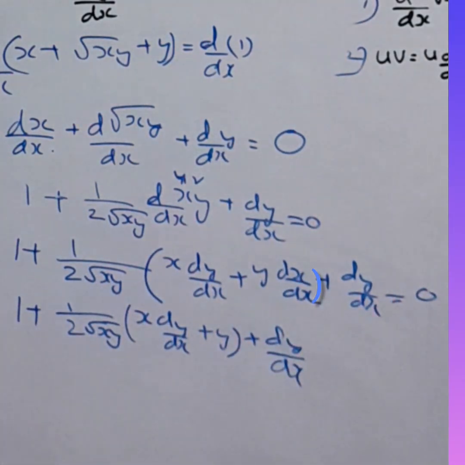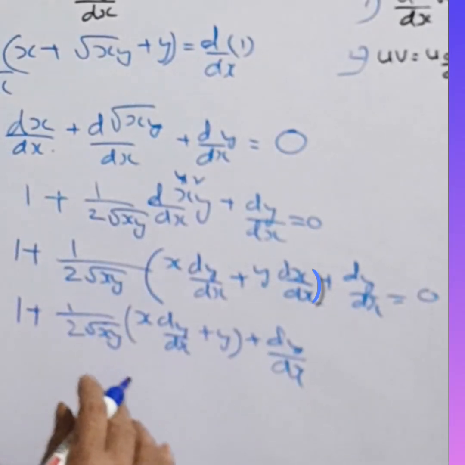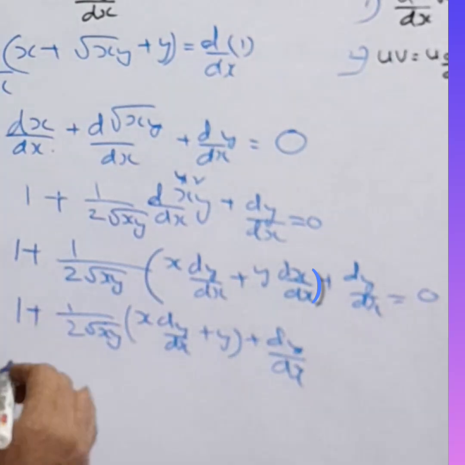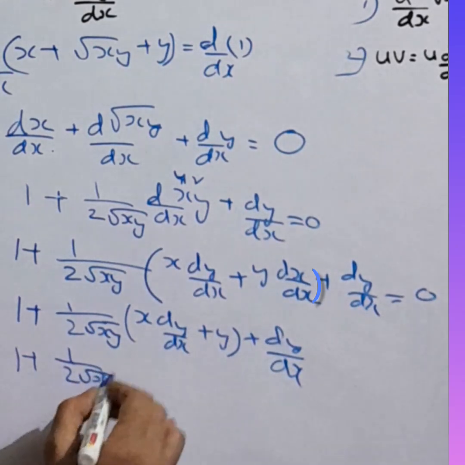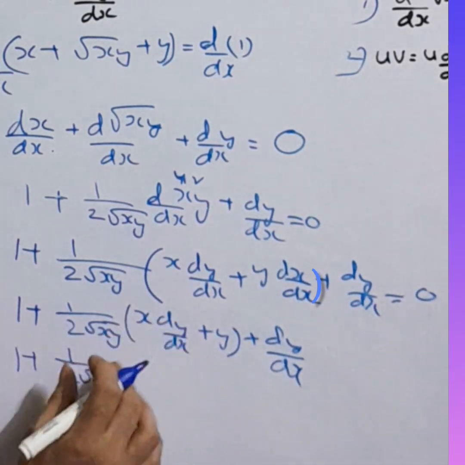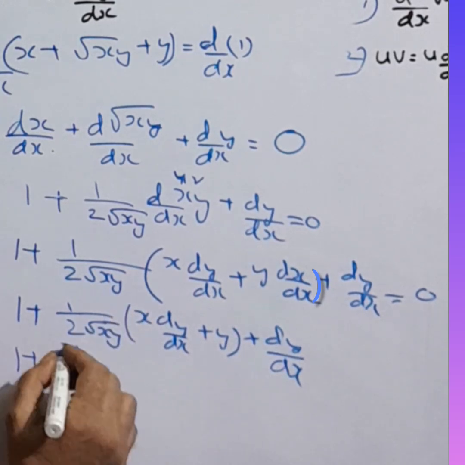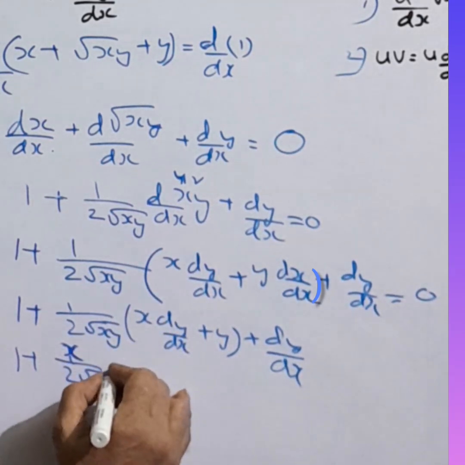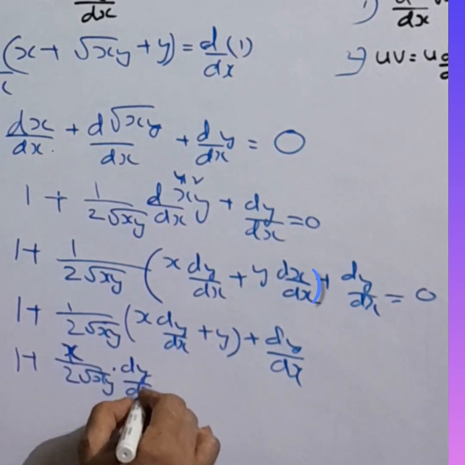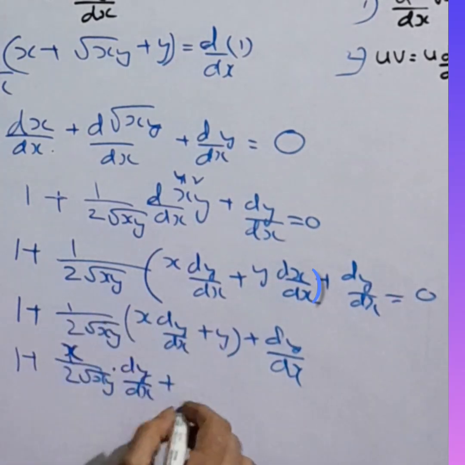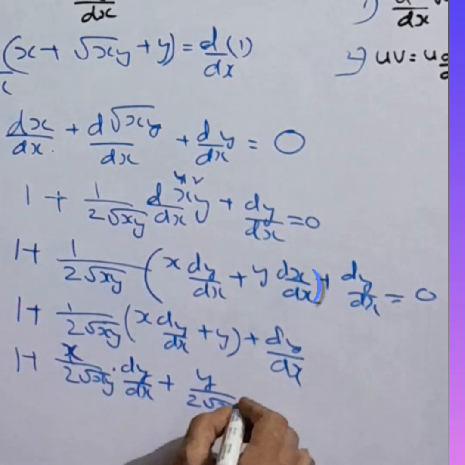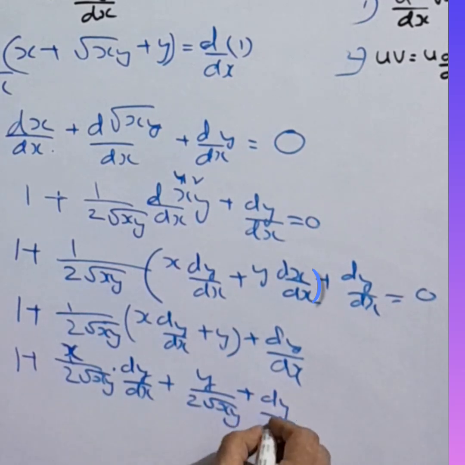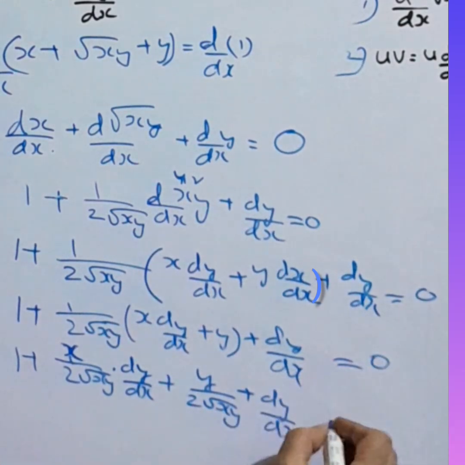Now mind you, we are supposed to get it in terms of dy by dx. So all those dy by dx terms which are there, we have to take to one side. When we open up the bracket, it becomes 1 over 2 root xy multiplied by this. So I take this x, I write it in the numerator, and this is dy by dx, plus this multiplied by this, so it is y over 2 root xy, plus dy by dx. I forgot to mention that this was equal to 0, this is also equal to 0.